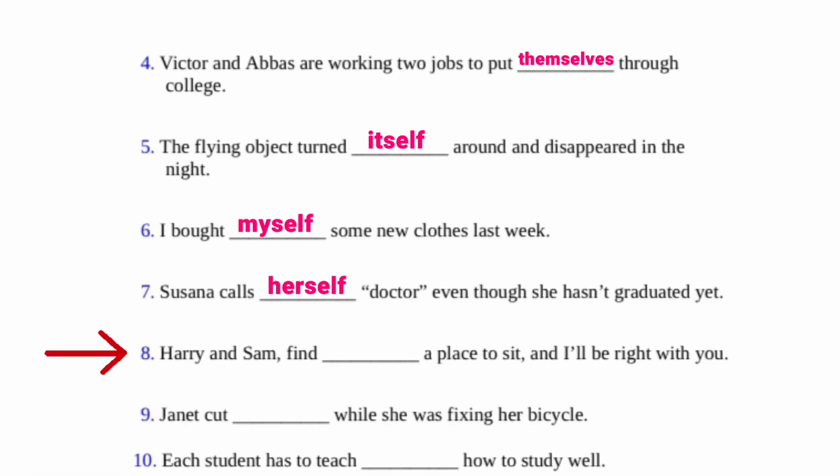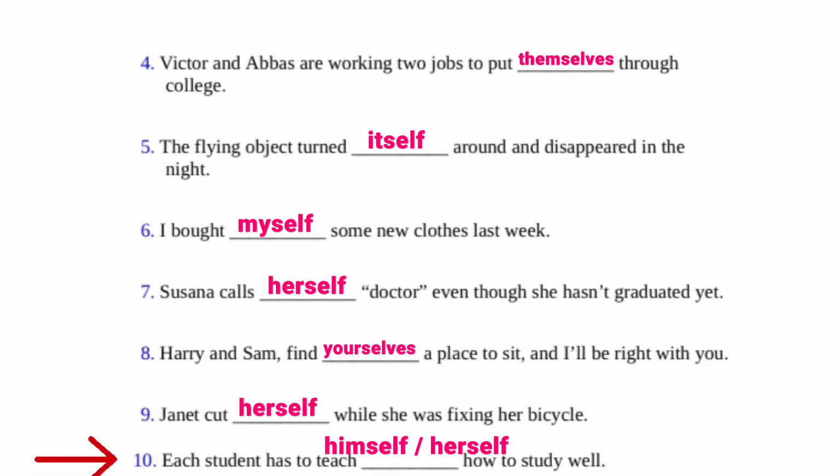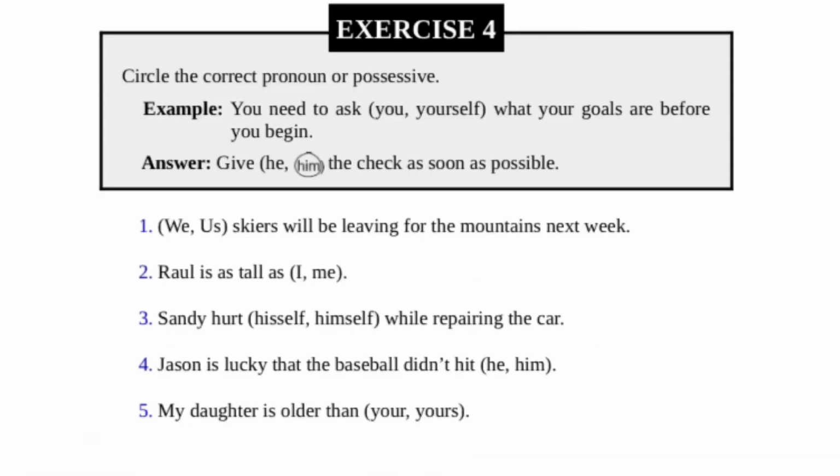Harry and Sam, find yourselves a place to sit and I'll be right with you. Janet cut herself while she was fixing her bicycle. Each student has to teach himself or herself how to study well. So here basically you can just use either himself or herself.